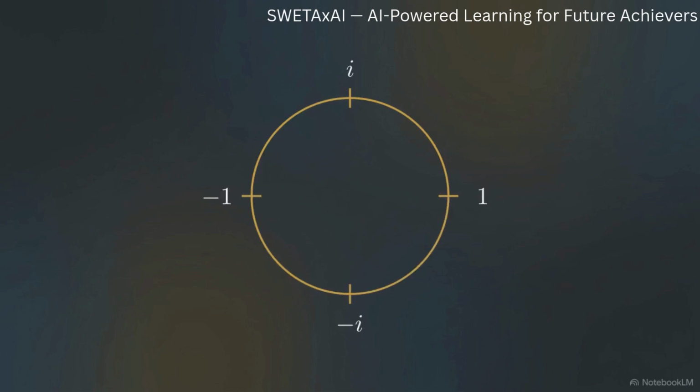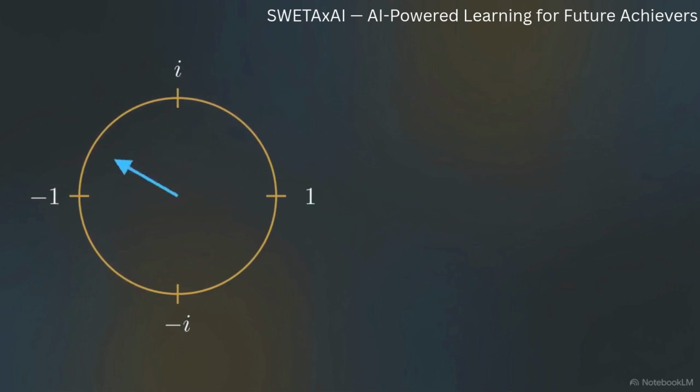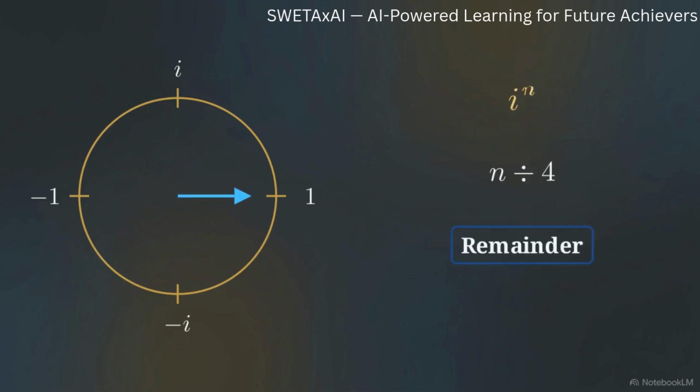When we map out higher powers of i, a strict pattern emerges. i to the first power is i, i squared is -1, i cubed is -i, and i to the fourth returns to +1. Because of this predictable loop, evaluating high powers of i relies on a simple shortcut. You divide the exponent by 4, and the remainder dictates the final value.